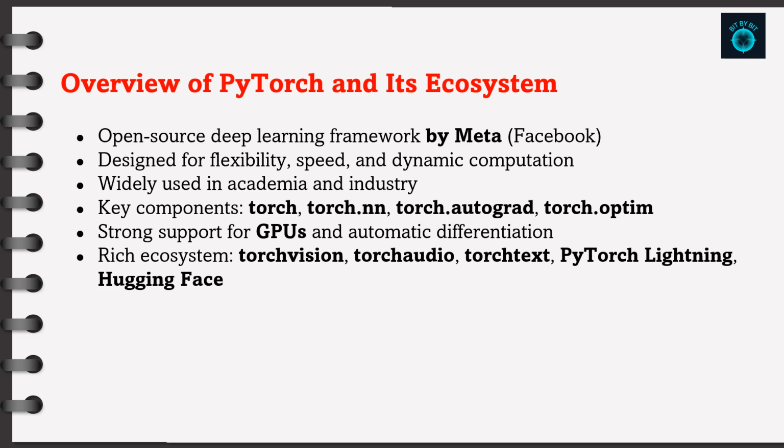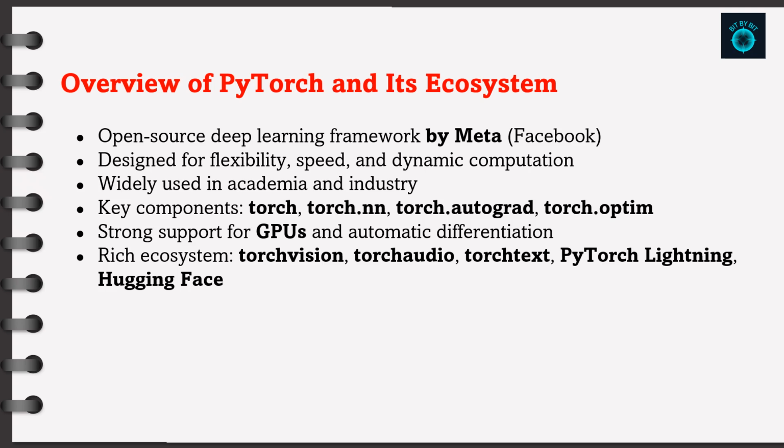Torch is the base package that handles tensors and computation. Torch.nn provides tools to build neural networks. Torch.Autograd enables automatic differentiation for training. Torch.optim includes popular optimization algorithms like stochastic gradient descent and Adam. PyTorch also has excellent support for GPU acceleration using CUDA.